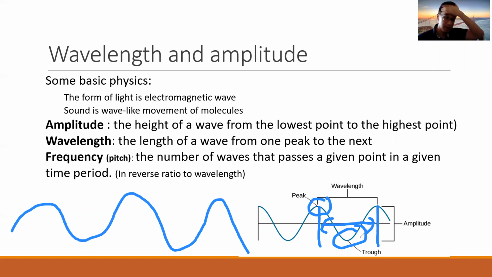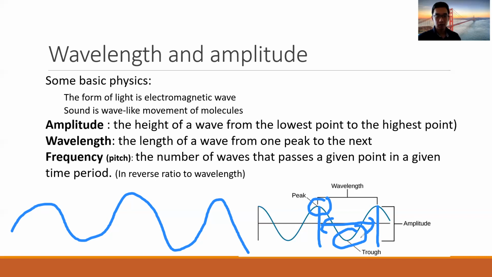And also here's the frequency of a wave, or you can think of it as the pitch of that wave. That's the number of waves that pass a given point in a given time period. Because the wave is moving. It's not stable, it's moving. Because the light is moving and the sound is also moving with a certain speed, right? Some waves move slowly, some waves move quickly. So we use the term frequency to know whether this wave is moving quickly or slowly.